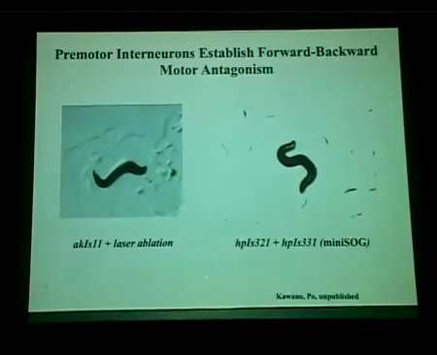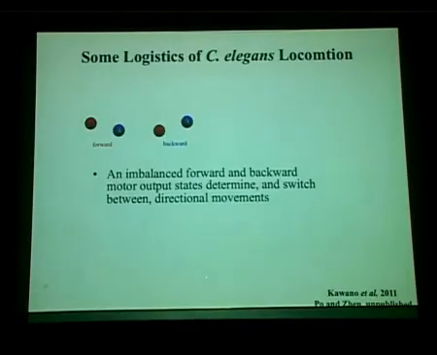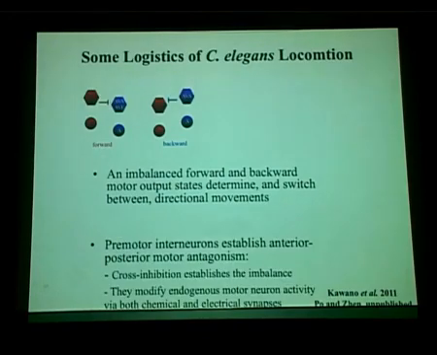So we get some logic for C. elegans locomotion. We believe that an imbalanced forward-backward motor output state determines and dictates a switch between directional movement. The premotor interneuron is actually not essential for activation of the motor neurons. They potentiate, but the more important role that we found is establishing anterior-posterior motor antagonism. We already observed the cross-inhibition between the two classes of premotor interneurons, and we believe this cross-inhibition constitutes part of the mechanism to establish the imbalance.